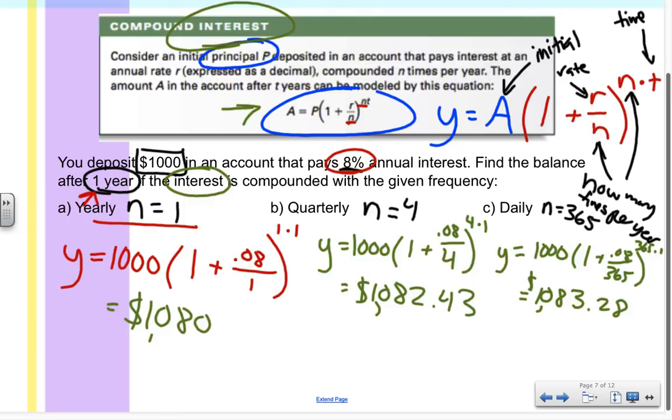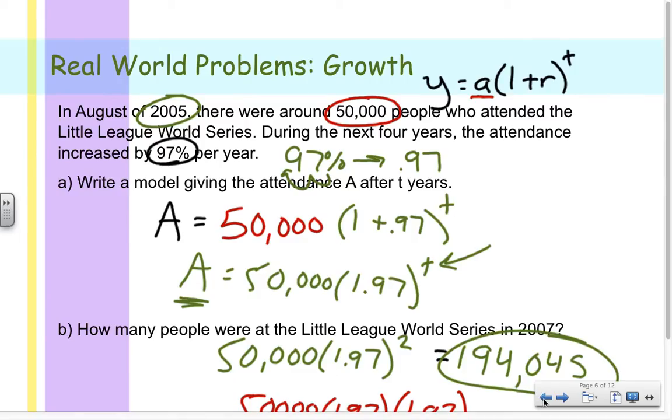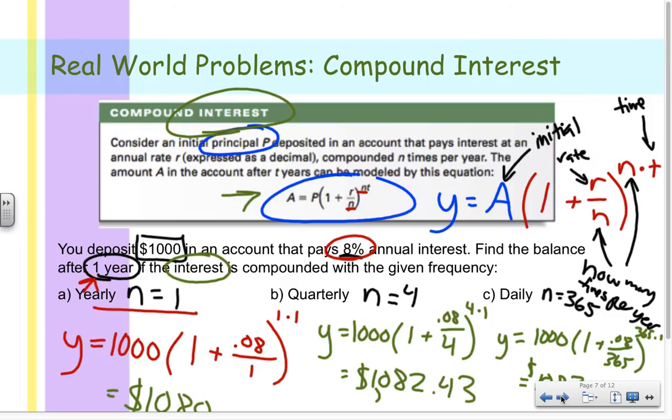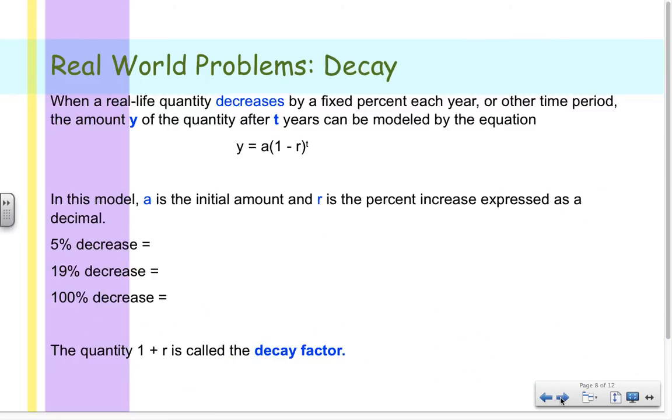Now, again, we're talking about money, we can throw the dollar sign on there, and we would be all good. This is an interest question, so anytime I see interest, that's the trigger word here. Anytime I see growth without the word interest, that would trigger this equation. And the last one, anytime you see the word decreasing, you should think about decay. Talk about losing something.